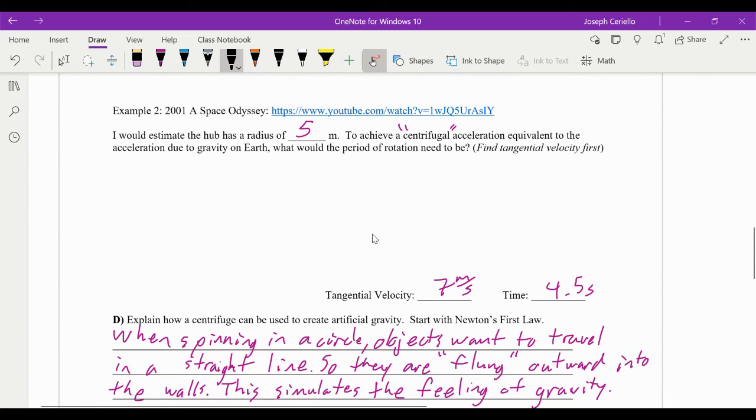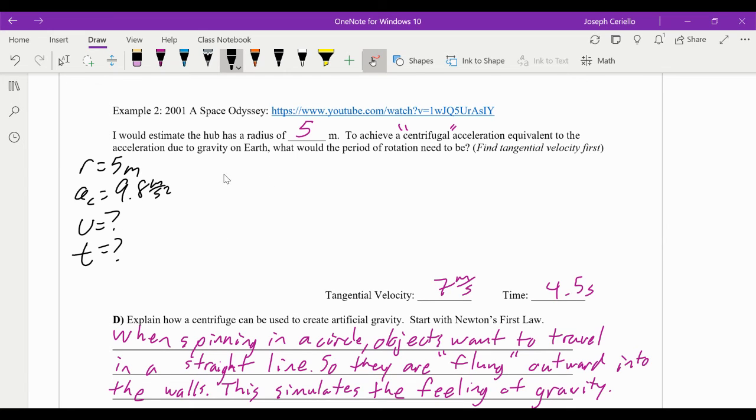All right, so here's another video. Every class may have had a different radius here, but we chose for this class 5 meters. So that would be our radius in this case of the hub. Now, for the centripetal acceleration to be the same as the acceleration due to gravity, it would be 9.8 meters per second squared. So we have to find the tangential velocity first, then the period of rotation.